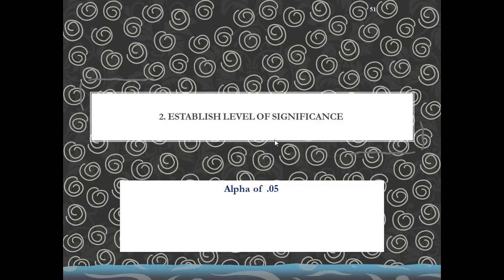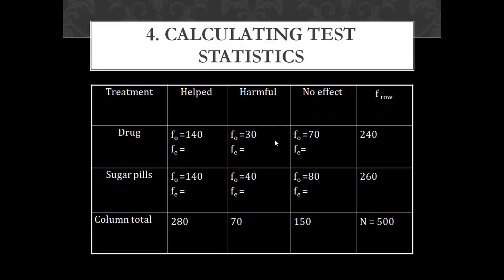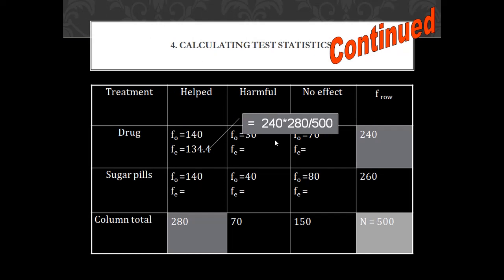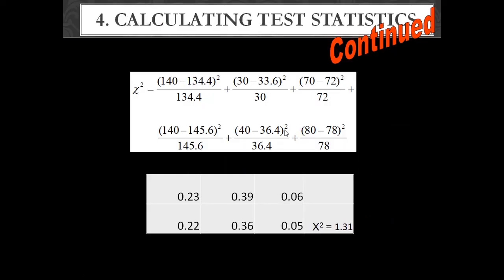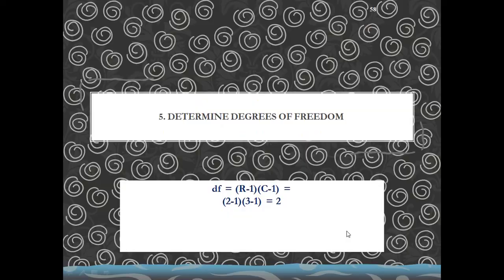So you can work out the expected frequency, as we saw that it should be R1 C1 divided by n. It comes out to be 134.4 against 140. Similarly you can work out all the cell values, and then finally you can work out the chi-square, and you get chi-square as 1.31.